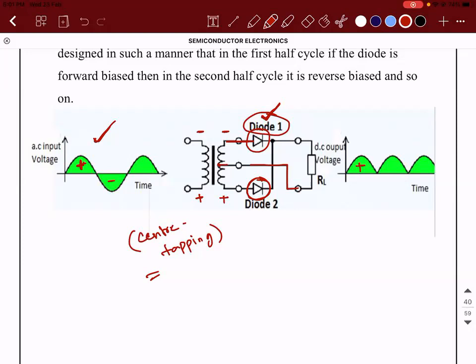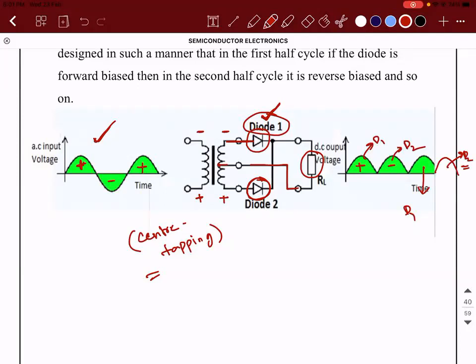So diode 2 will generate the output across the load. So this is for the negative half of the cycle. So this output is generated by diode 2 and this output is generated by diode 1. Similarly, the next half of the cycle, which one will become forward biased? Again, diode 1. Yes, sir. And again, in the next half of the cycle, diode 2 will become forward biased.